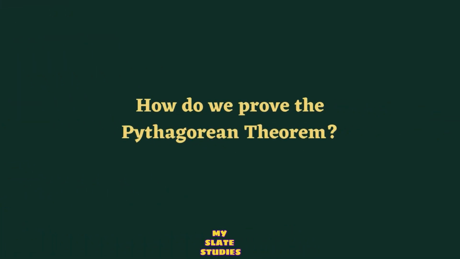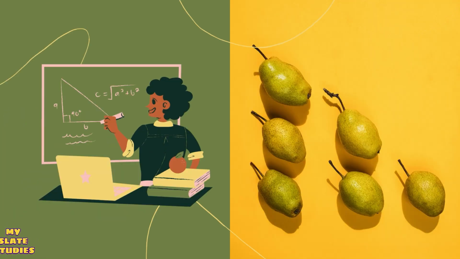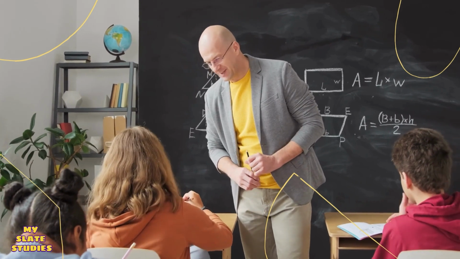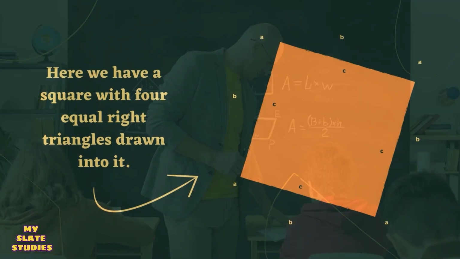The Pythagorean theorem is a fundamental principle in geometry that describes the relationship between the sides of a right-angled triangle. It is named after the ancient Greek mathematician Pythagoras. The theorem states, a² + b² = c².